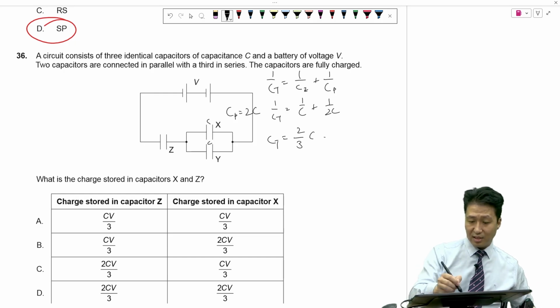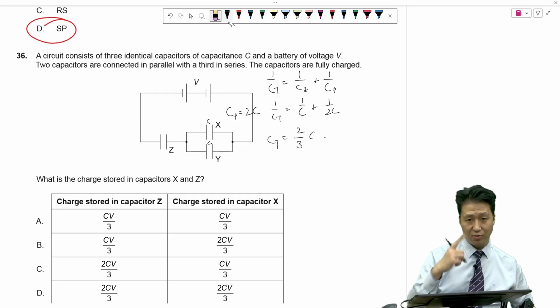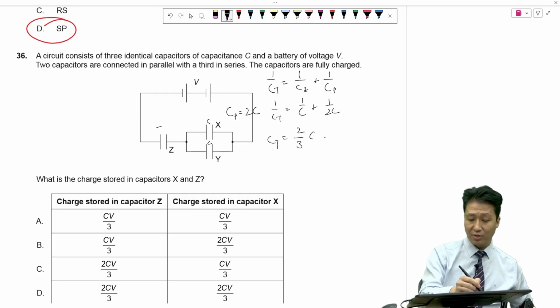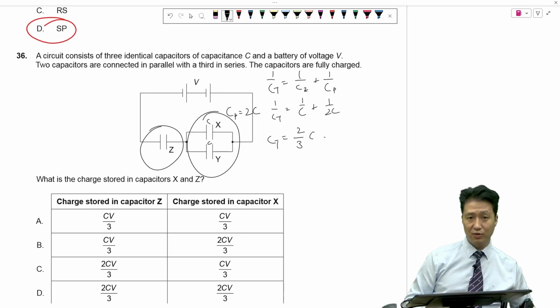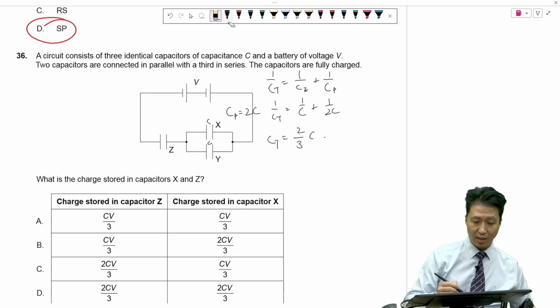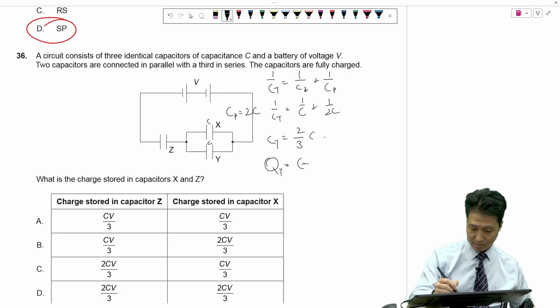Notice because of this equation, the total capacitance is smaller than either one of the individual ones. Okay. Second, let's get the total charge. The total charge is the voltage times the total capacitance. Okay. In this case, total capacitance was 2/3 C.